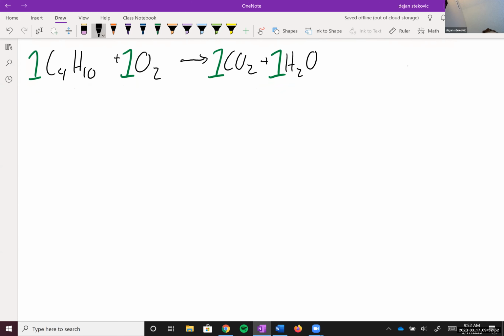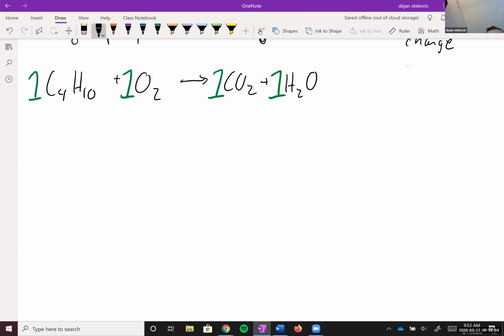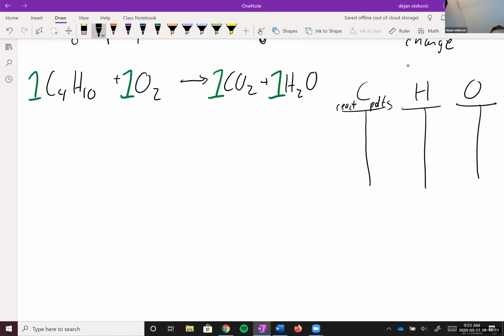So the first thing you're going to determine is if your equation is balanced. In this case, we have carbon, hydrogen, and oxygen. This is the way I do it. You don't have to do it this way. You can do it whatever way you want to do it, but I'd like to do the left side, the reactants, and then the right side, the products. So left side, reactants, right side, products.